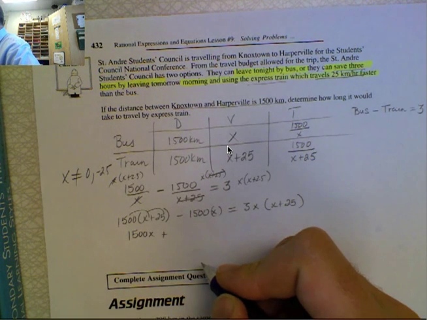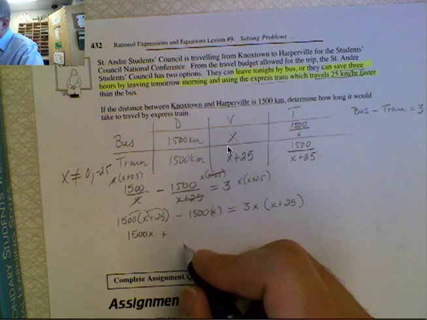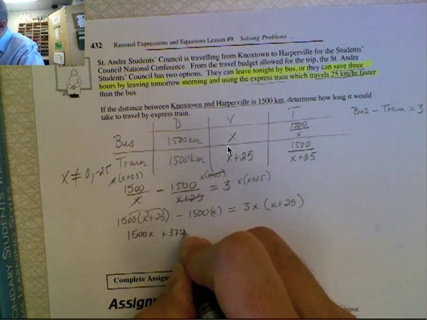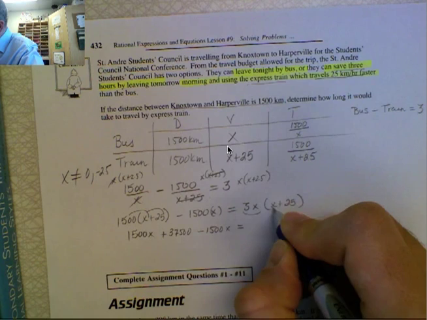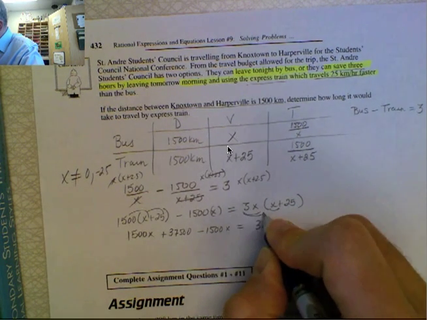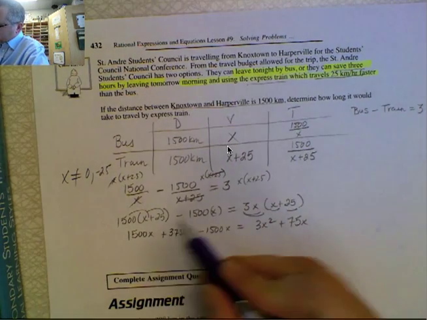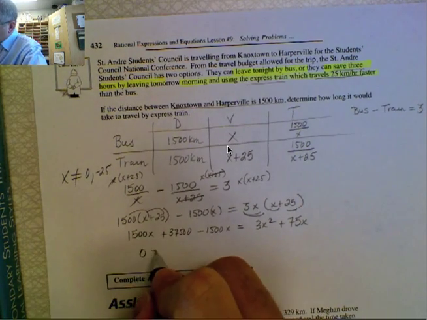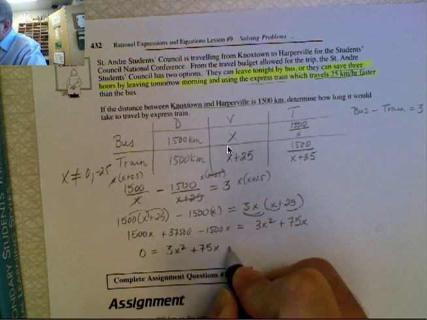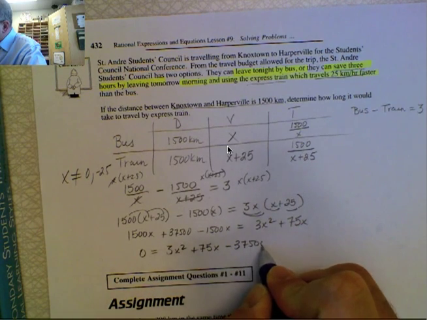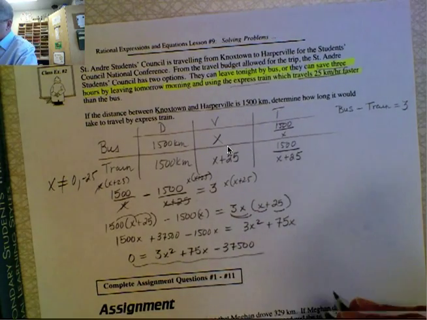plus 1,500 times 25. I think that's 37,500 minus 1,500x equals 3x times x is 3x squared, and 3x times 25 is 75x. So if I move everything over to the right-hand side, I'm going to have 3x squared plus 75x minus 37,500. There's my quadratic. And I need to factor this.